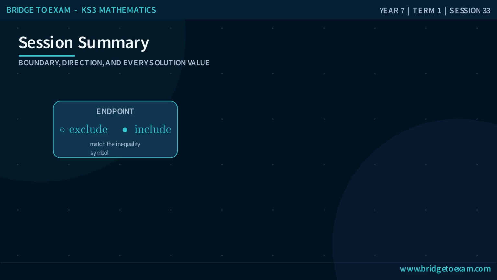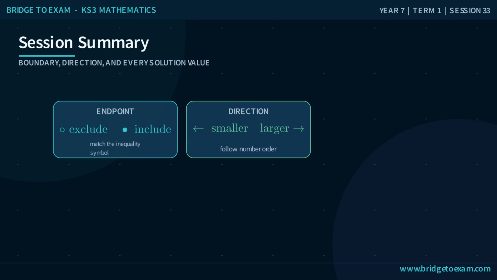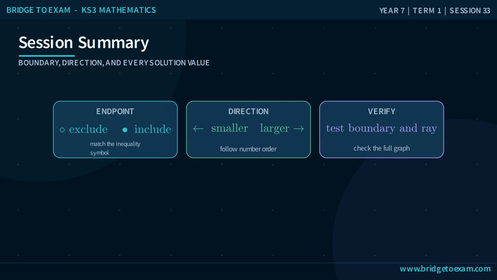Let's wrap up. Open circles exclude a boundary. Filled circles include it. Smaller values extend left and larger values extend right from the boundary. Translate the words carefully, solve with balanced operations, and test a value from your graph.